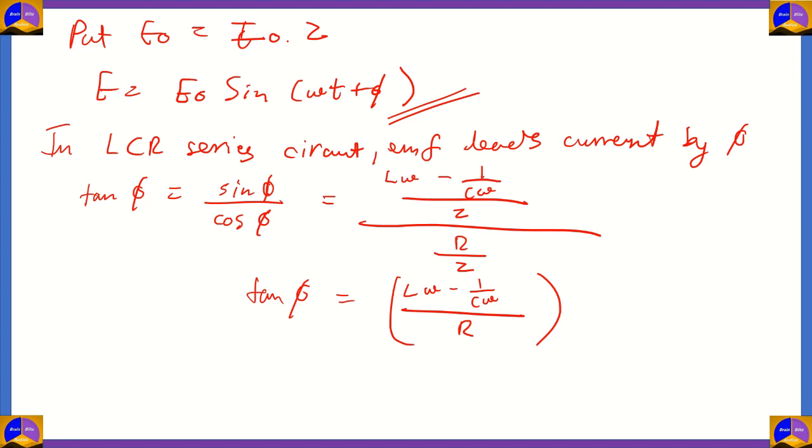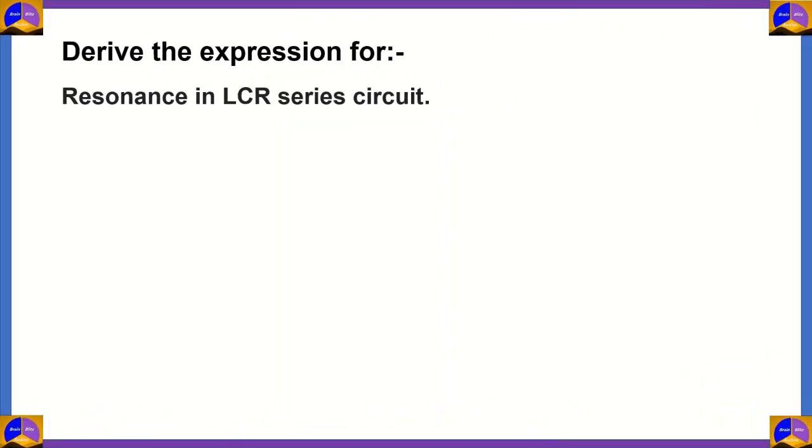So it can have three cases. Either EMF can lead current, or it can lag behind the current, or it can be in phase with the current. It depends on the value of L omega and 1 by C omega. Again, L omega here is the same as XL, and 1 by C omega is the same as XC, inductive reactance and capacitive reactance, respectively. So that was the way in which we derived the expression for alternating current in an LCR series circuit. It's one of the most important derivations in this chapter.